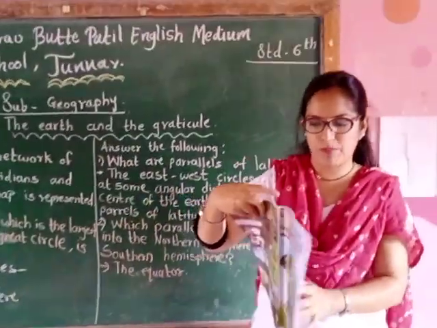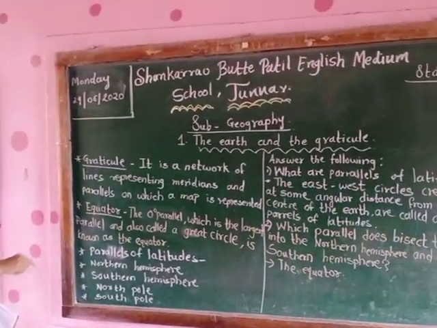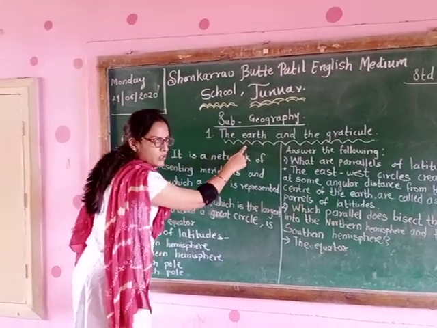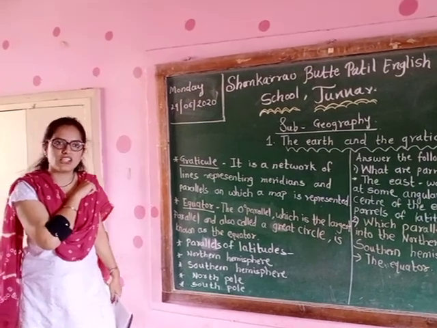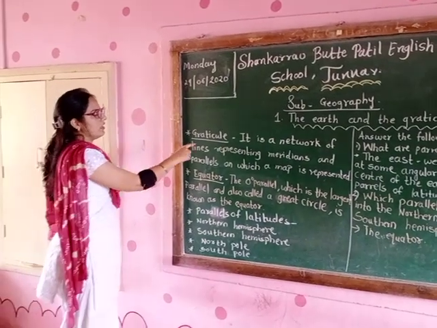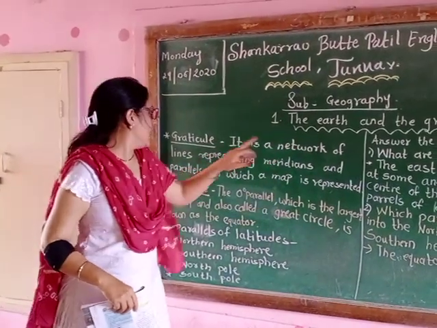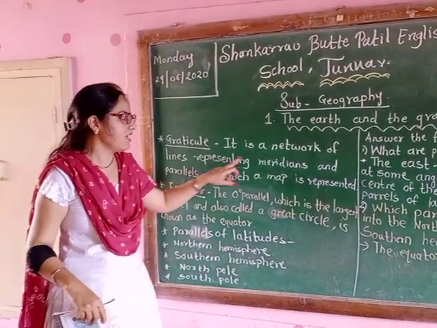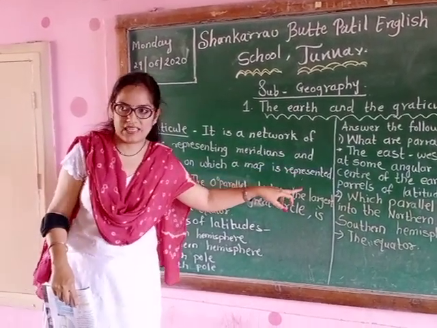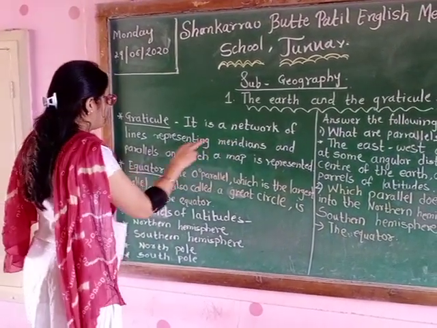Now let me come to the next point. That day I explained the Earth and the graticule. You are familiar with the concept of the Earth, which is in a circle or spherical shape. The Earth is always spherical. Here we are going to see the graticule. In the last lecture I told you it is a network of lines representing the meridians and parallels on which a map is represented. Very soon we are going to study what meridians and parallels are.